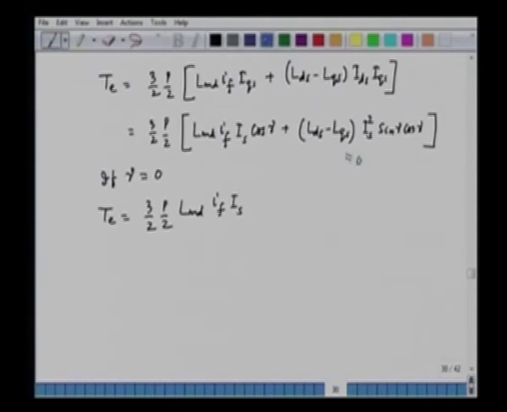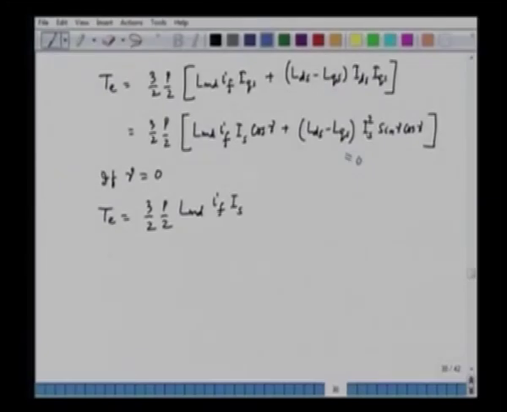The second term does not exist, and we have only the first term, and in the first term what we can do here is that we can keep IF constant, and we can change IS. IS is the stator current, so we can keep the field current constant and vary the stator current and control a synchronous machine just like a DC machine, and this condition is called the vector control of synchronous machine.